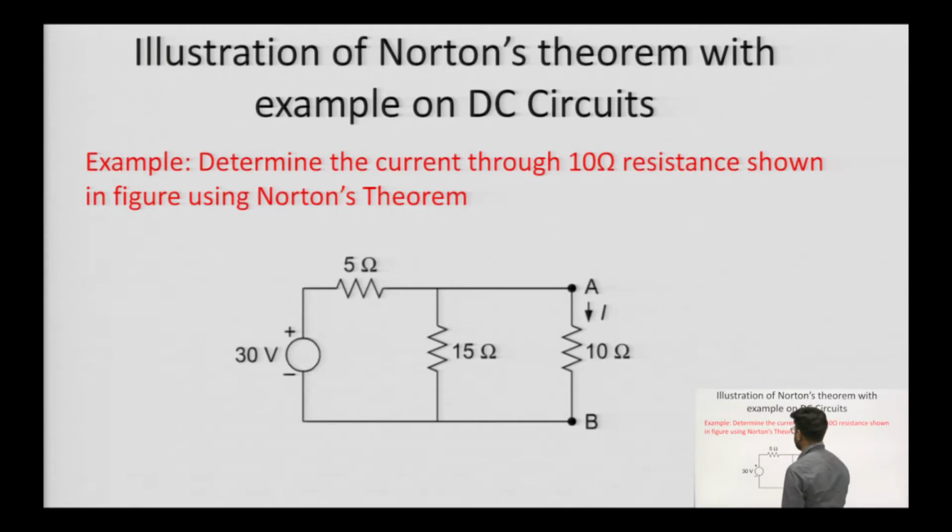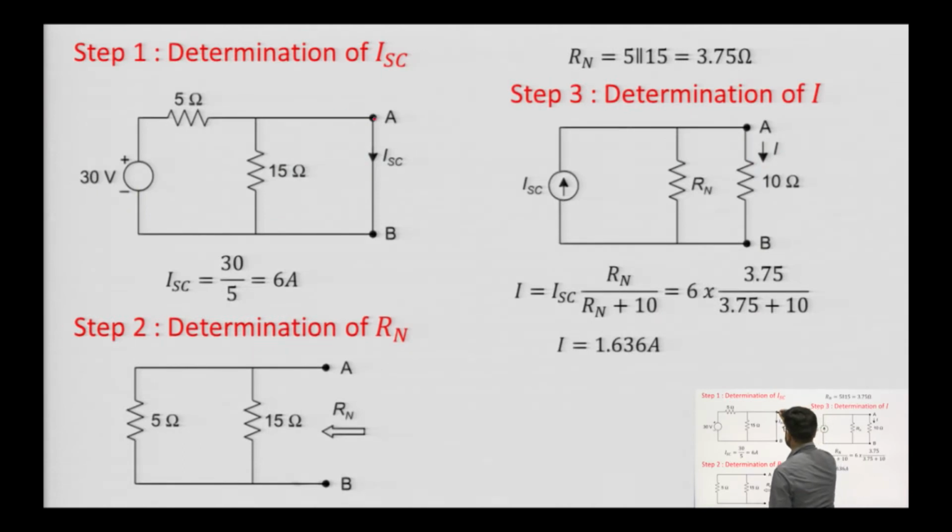Now, we will start with an example. We need to find the current in the 10 ohm resistor using Norton's theorem. What do we do in Thevenin's theorem? We open circuit terminals A and B. In Norton's theorem, we short circuit terminals A and B to find the value of ISC. Because we are short circuiting it, it is known as the short circuit current ISC, or you can also term it IN, Norton's current.